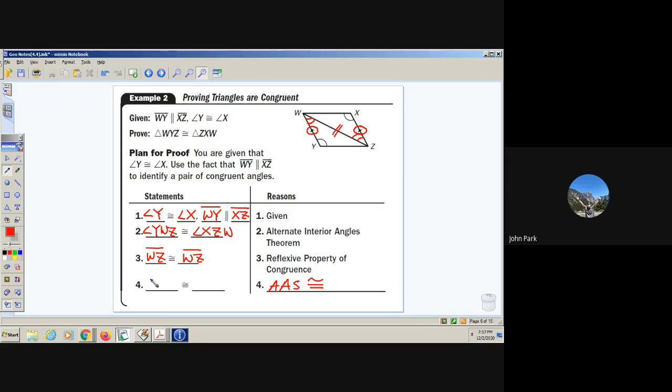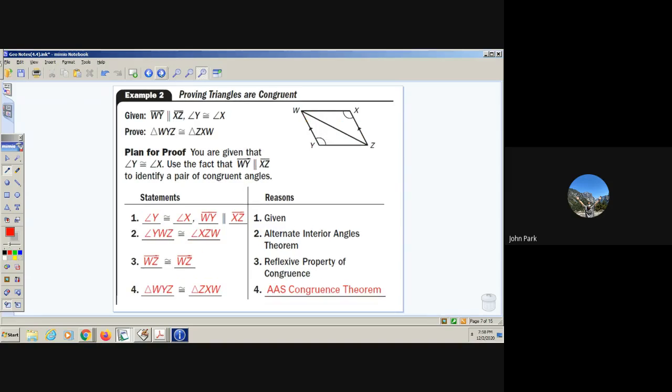So the two triangles that we're trying to prove: triangle WYZ is congruent to triangle ZXW. And we prove that because we indicated the two angles that are congruent, and then this side that's congruent, making it angle, side, congruent to angle, side. Okay? All right.